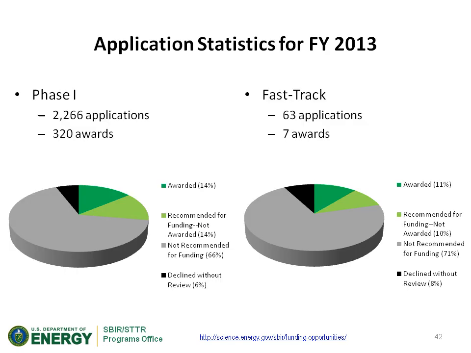So, getting at the issue of what are your chances of winning an award. These are our data for last fiscal year 13. Fiscal year 14 started October 1st. For Phase 1, we received over 2,200 applications, made 320 awards. Here's our award rate, 14%. We will let you know if you were recommended for funding and not awarded. So look at your letter carefully.